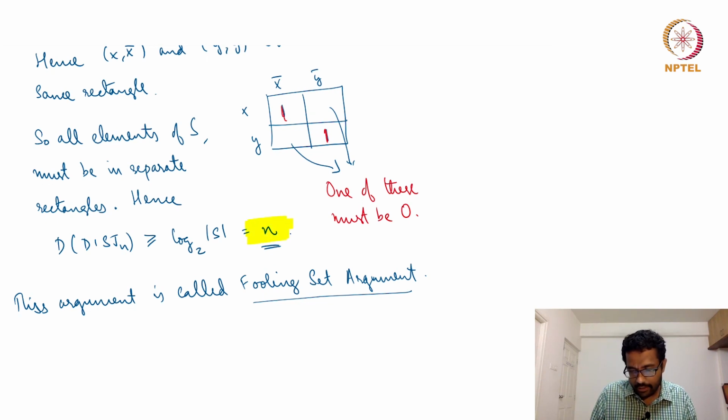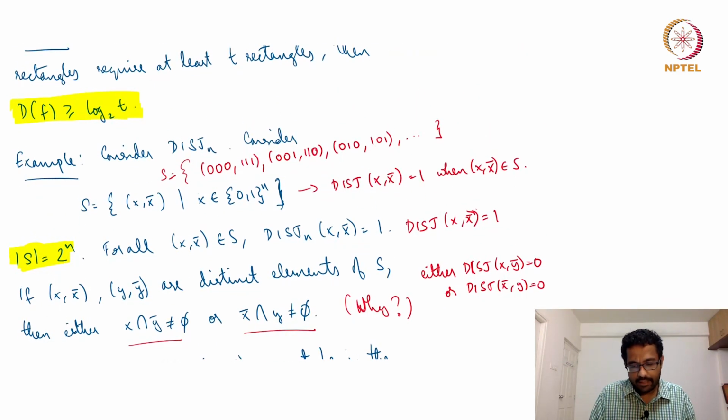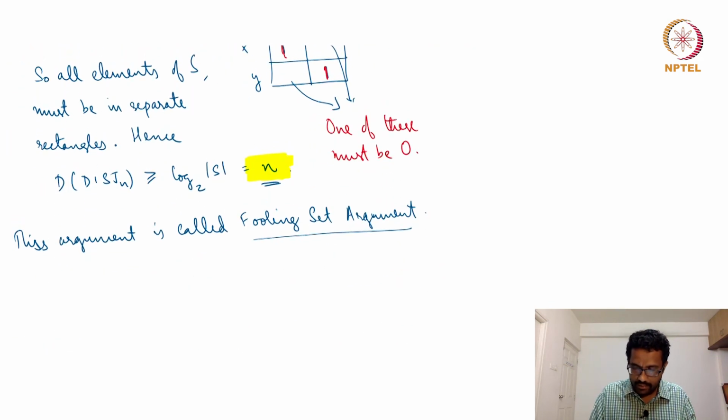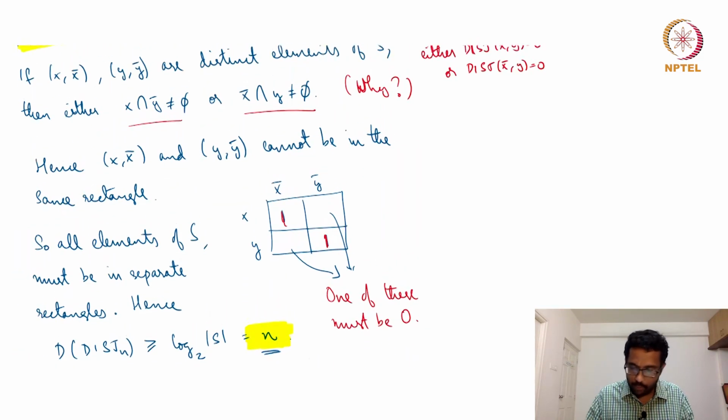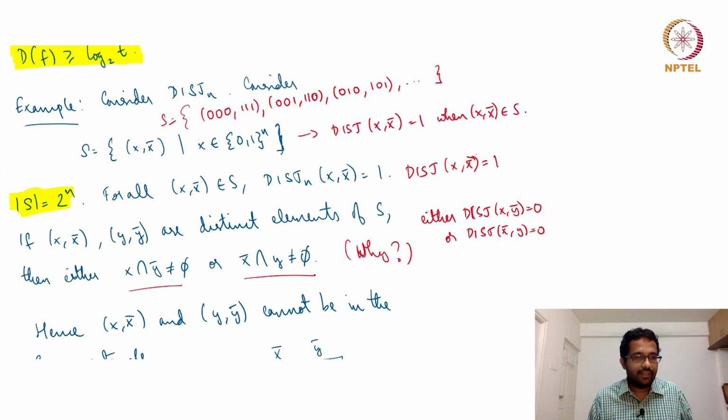So what we did here is to demonstrate a set such that all the entries of that set must be in distinct leaves. And this kind of a set is called a fooling set, and this kind of an argument is called a fooling set argument. So we will see some more examples in the next lecture. So S has some certain size and all of S must go to different leaves. So that says that there has to be at least this many leaves for the protocol tree, so the protocol tree has to have at least this much height, which means the deterministic communication complexity is at least this much.